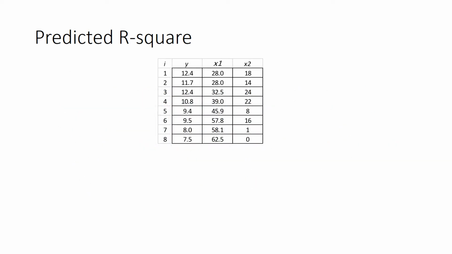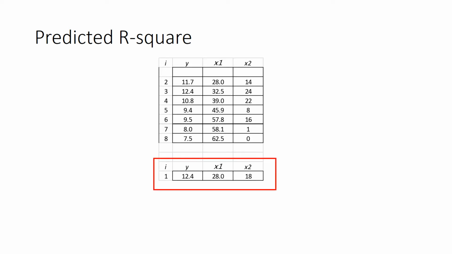Here's the concept with LOOCV. I start this example with a full data set. Here we have 8 observations and 2 independent variables, x1 and x2. The first row is removed from the data set, and a multiple regression model is developed using observations 2 through 8. Observation 1 is not used to build a model. The model is used to predict y for observation 1, with x1 equaling 28.0 and x2 equaling 18 for new data, used to predict y.